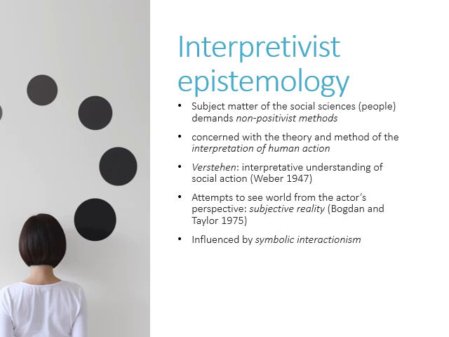So interpretive epistemology challenges the positivist approach by focusing on understanding the meaning of human actions rather than simply measuring and predicting behavior. It emphasizes the importance of subjective experiences and the context in which social actions occur. The nature of social sciences, which primarily deal with people and their interactions, requires methods that go beyond the empirical and objective approaches of positivism. Interpretive epistemology argues that understanding human behavior necessitates methods that can capture the complexity and subjectivity of social life.